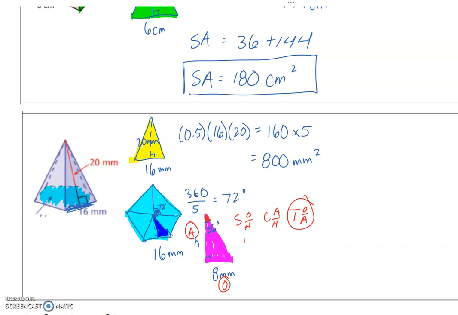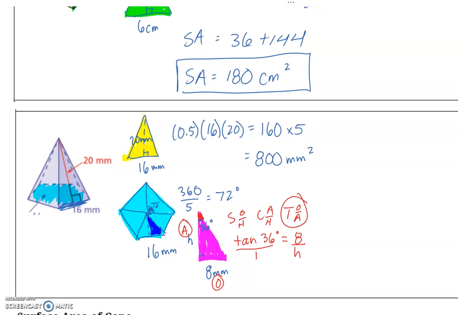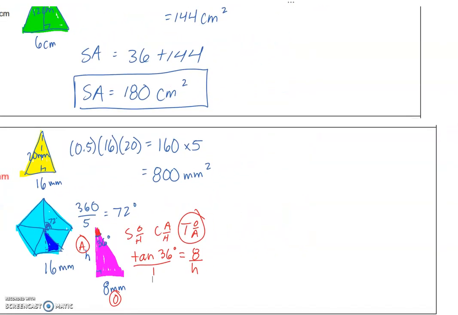So I'm going to say tangent of the angle, 36 degrees, is equal to the opposite, 8, over the adjacent, which is the height. I'm going to put that over 1, and you can cross multiply. I know some people are more comfortable with substituting in what's the tangent of 36 first and replacing that. That's fine. So that's going to be 0.7265 over 1 equals 8 over h. And then I'm going to cross multiply from there.